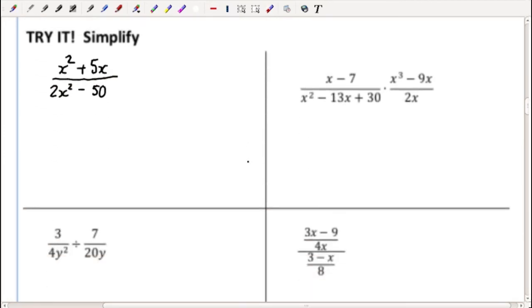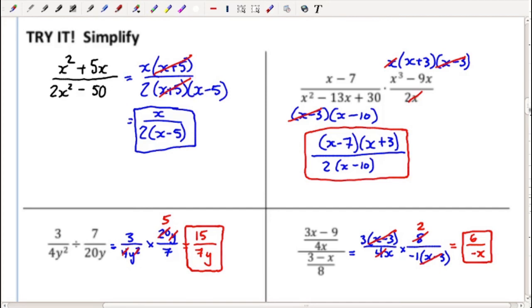Couple for you to try. Try it and simplify. x squared plus 5x over 2x squared minus 50. And the rest are there for you as well. So pause your video and then come back and see how you did. Take a look and see how you did. Pause your video if you need to check all your answers. Remember that you always, always, always must factor before you start canceling. Factoring is super important.